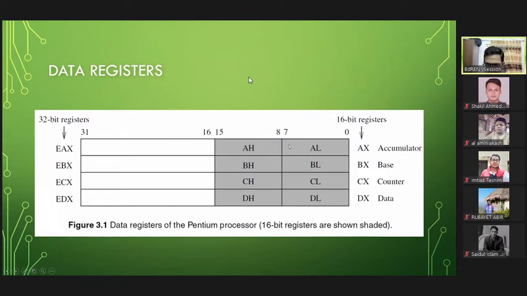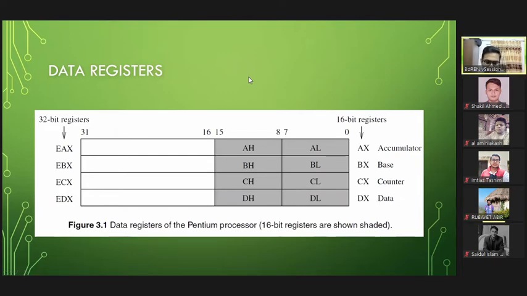Generally, we have AX, BX, CX, and DX, because AX means accumulator, BX means base, CX means counter, and DX means data. That means they are different registers, and we use them for different purposes. These are the purposes. Let me finish, then you ask.